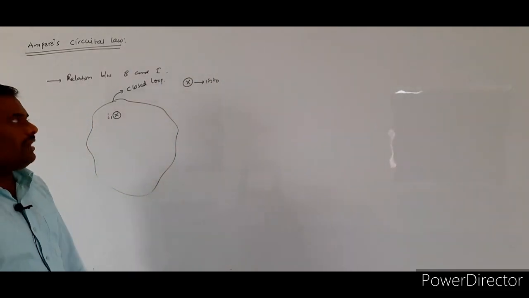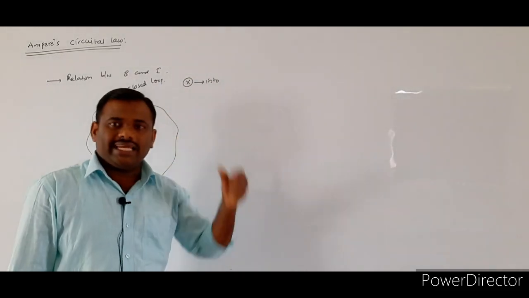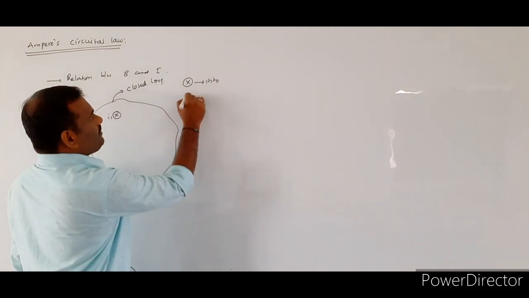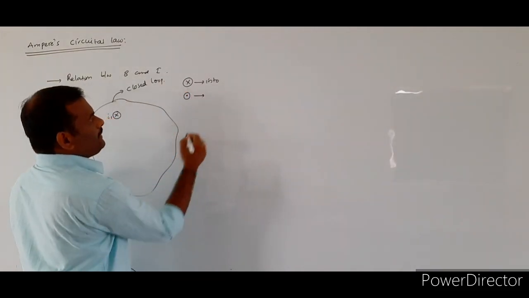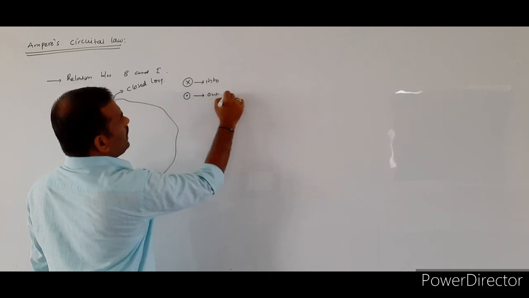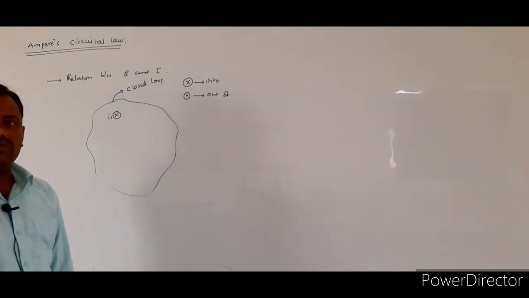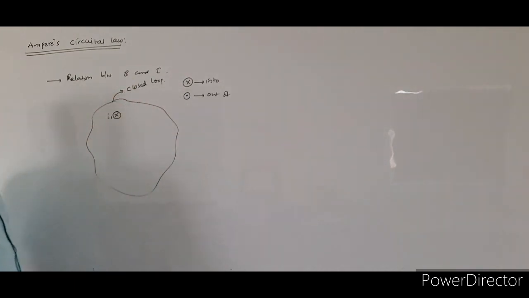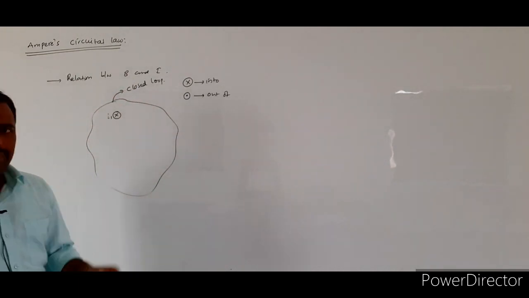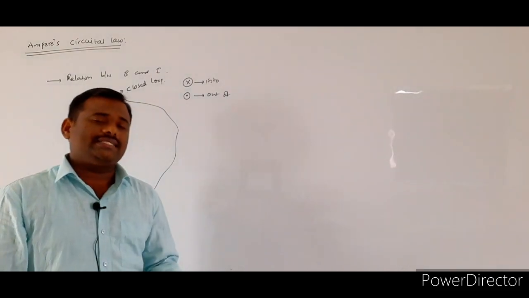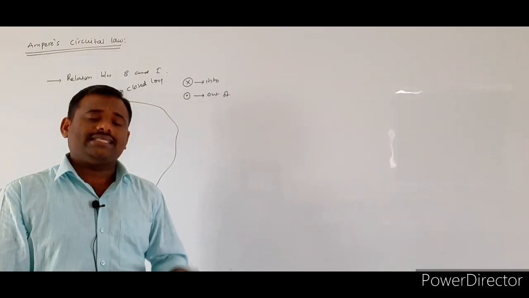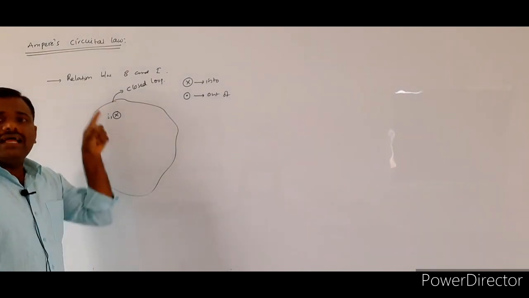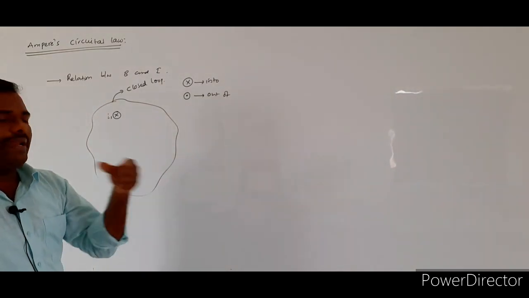The cross mark in moving charges and magnetism indicates into the plane of the paper. If you put the dot symbol, it indicates out of the plane of the paper. So whatever closed loop is considered, in that closed loop we are placing multiple current carrying conductors. In some of the conductors, current is passing into the plane of the paper, and in others the current is passing out of the plane of the paper.